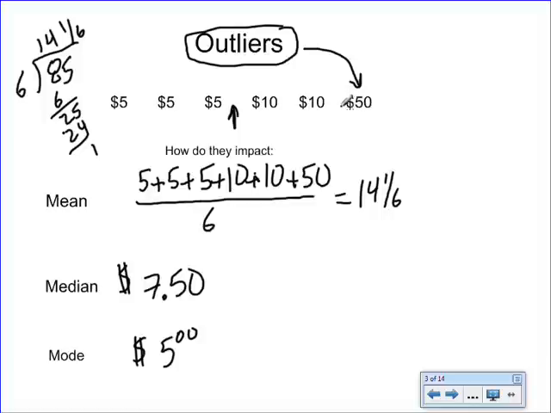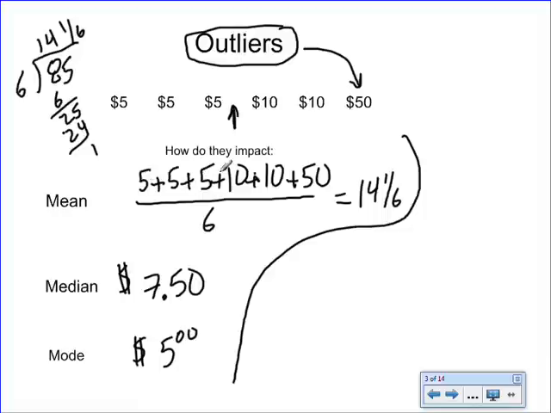If I just ignore the outlier, just to say, okay, what happens if I'd only asked these first 5 guys, or what if somebody only had the $10? What happens to those things? We want to see which one is most greatly impacted. So where I used to have 5 plus 5 plus 5 plus 10 plus 10 plus 50, I'm now going to use 5 plus 5 plus 5 plus 10 plus 10.